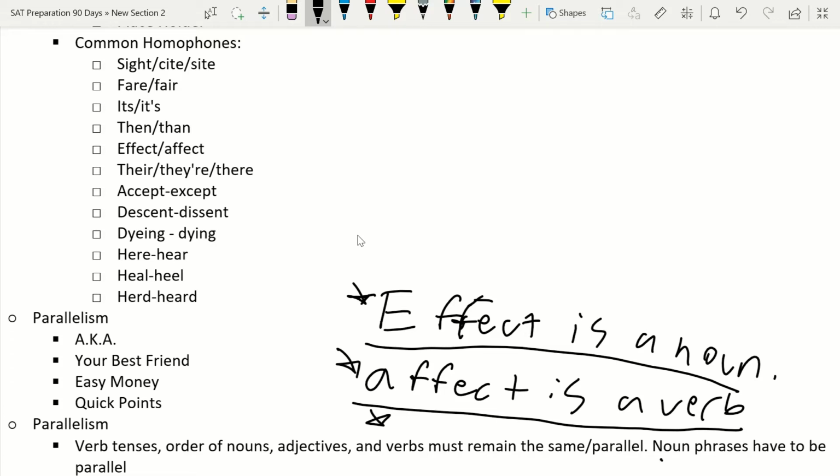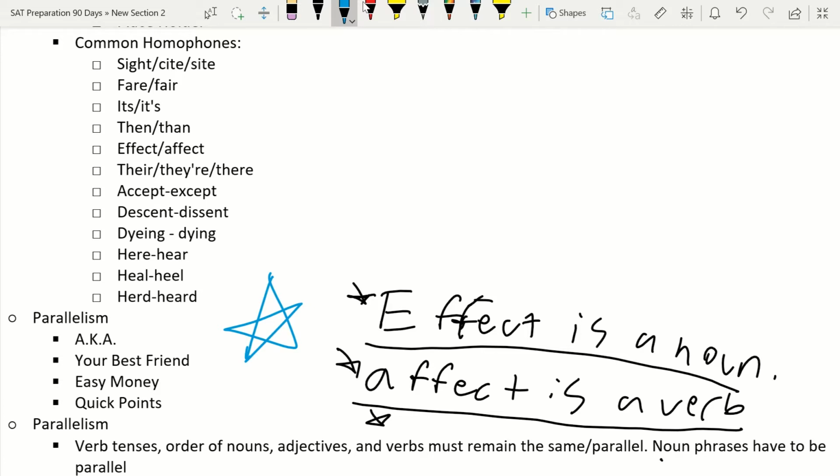We got sight versus site versus cite. We have fair and fare, its and it's, then and than, effect and affect, there, their, and they're, accept and except. We also have effect and affect. I added that one down here. I'll put a blue star by it so you can see it. Descent and dissent, dying and dyeing, hear and here, heal and heard.